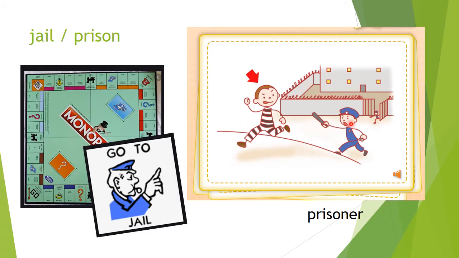So, do you remember this picture? This is a prison. Or we can say this is a jail. A jail. A prison. Do you remember when you play Monopoly, there's a square at the bottom here that says, go to jail? So this is the jail. It is a prison. See? This is the jail on the Monopoly board. And this person that should be inside the jail is a prisoner. A prisoner.